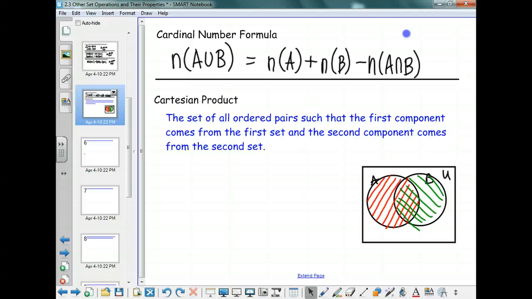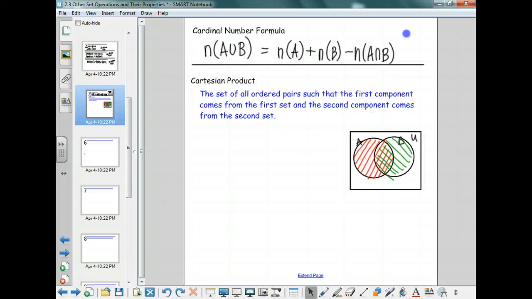That's kind of helpful. You want to know how many items are in the intersection, and instead, you know how many items are in the individual set and in the union, you can find the intersection pieces in the same formula. All right, Cartesian product is the last operation, if you will, that we're going to look at on sets.